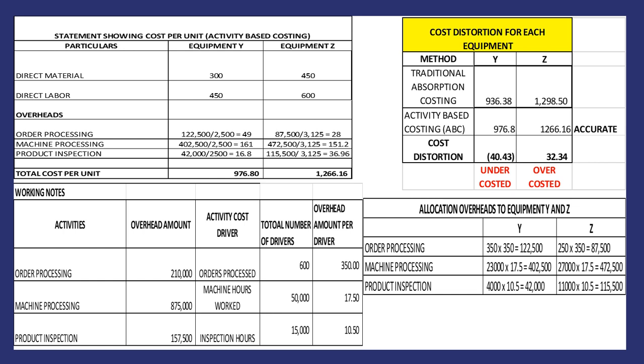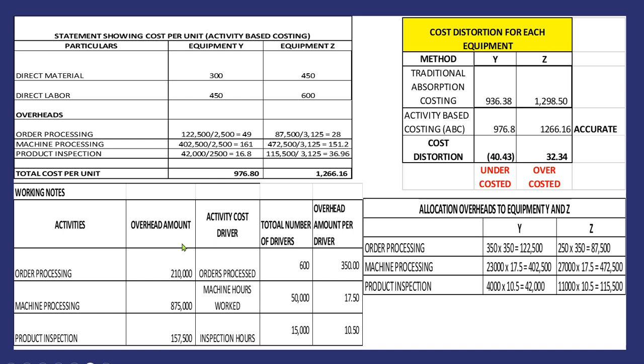Now overheads. Under the activity based costing system, overheads are allocated based on activities. Here there are three activities: order processing activity, machine processing activity, and product inspection activity. For each activity, the cost driver and number of drivers are given, and the cost incurred, the cost pool for each activity, is also given in the question. So here I prepared a statement of overheads with the activities: order processing, machine processing, product inspection. For each activity, the overhead amount is given clearly in the question.